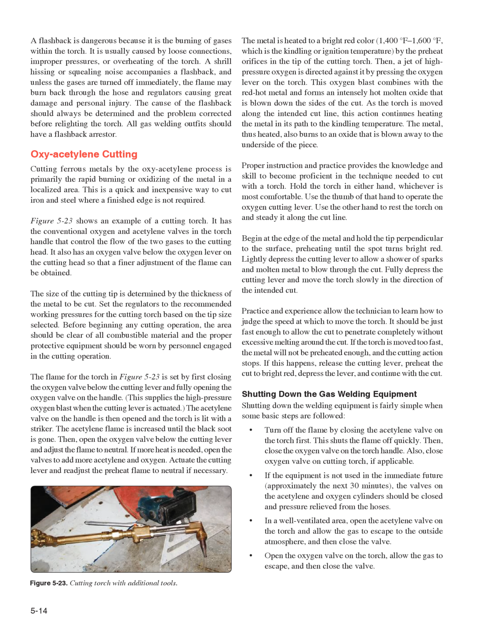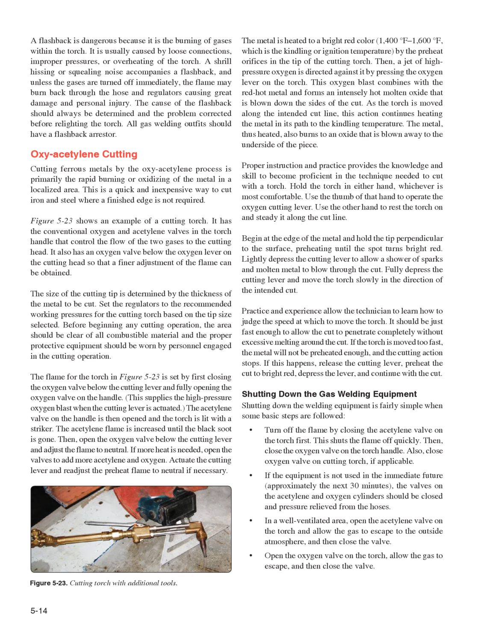The flame for the torch in Figure 523 is set by first closing the oxygen valve below the cutting lever and fully opening the oxygen valve on the handle. This supplies the high-pressure oxygen blast when the cutting lever is actuated. The acetylene valve on the handle is then opened and the torch is lit with a striker. The acetylene flame is increased until the black soot is gone. Then, open the oxygen valve below the cutting lever and adjust the flame to neutral. If more heat is needed, open the valves to add more acetylene and oxygen. Actuate the cutting lever and readjust the preheat flame to neutral if necessary.